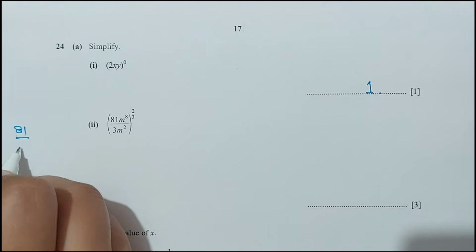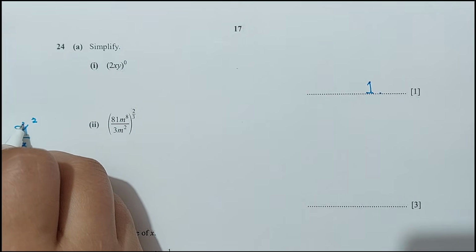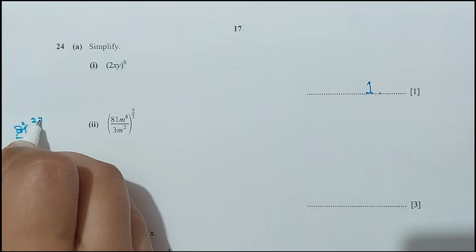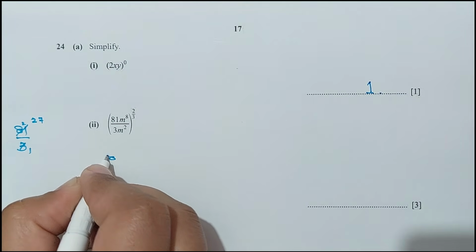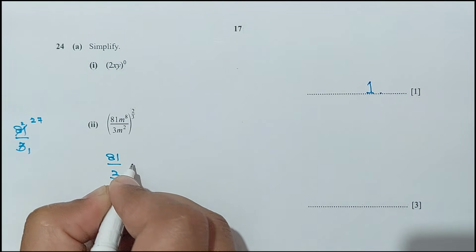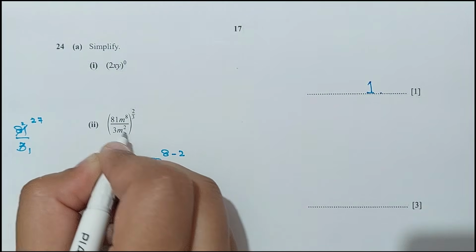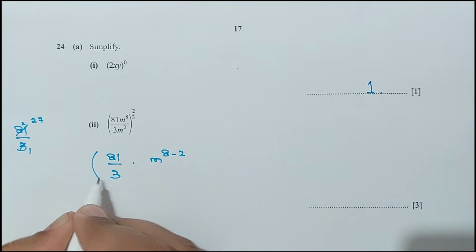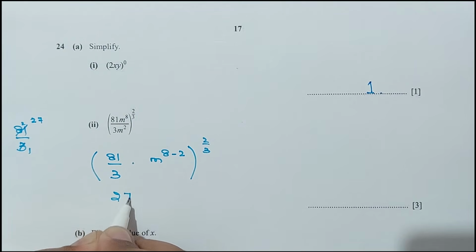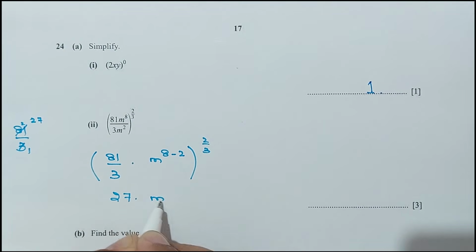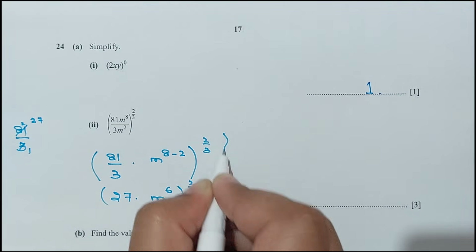If we do 81 over 3, 3 times 1 is 3, 3 times 2 is 6, and 7, 8, 21. 3 times 7 is 21, so 27. Okay, so 81 over 3 into m to the power 8 minus 2. Shift the power to the numerator, and its whole would be 2 by 3. So this is 27, and here m to the power 8 take away 2 would be 6, and its whole power is 2 by 3.